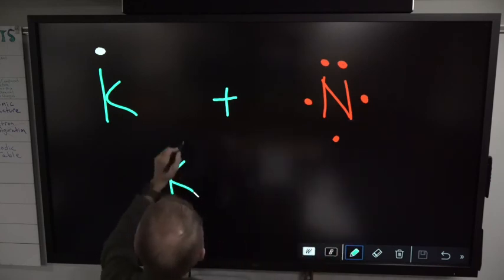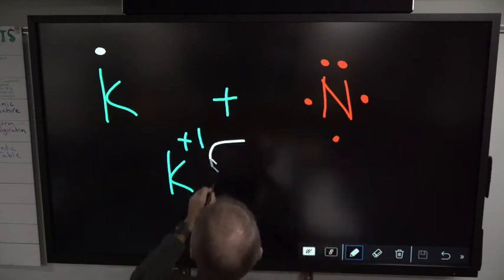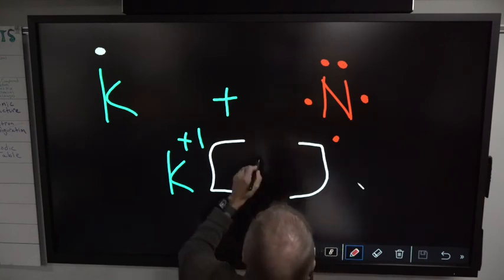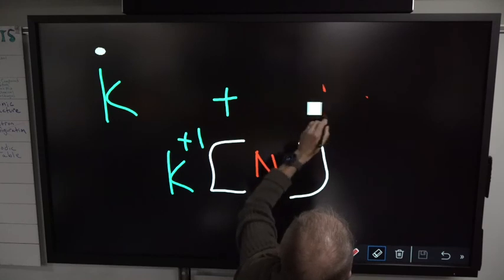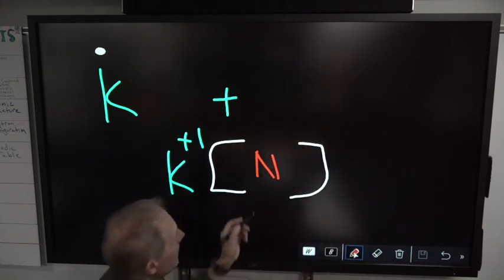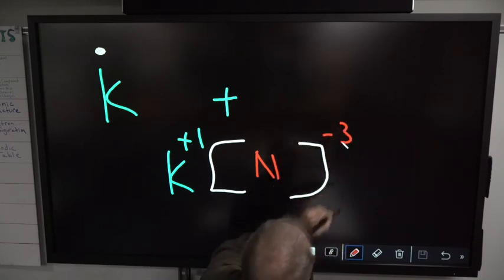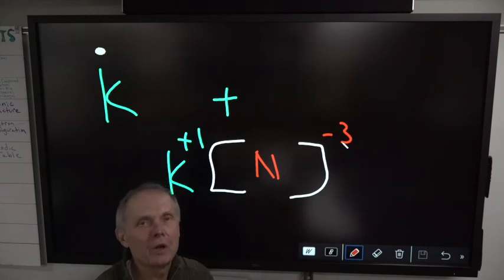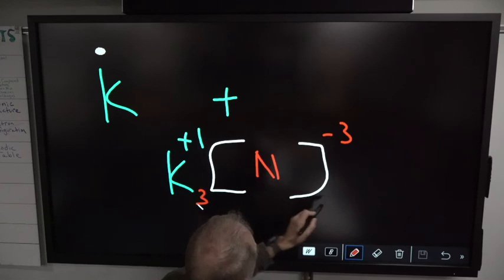K is a plus 1, which means it gives away 1. Brackets, remember, brackets means total transfer. We're going to put N in here, and then we're going to check out N's charge. N's charge is a minus 3. So plus 1 and a minus 3, it doesn't equal 0. Crisscross and drop the signs. This 3 comes over here, and that 1 is given right there. You don't have to put it down.